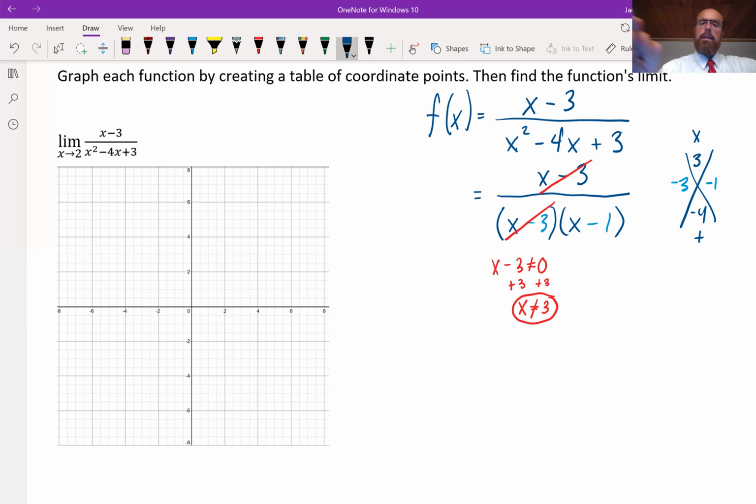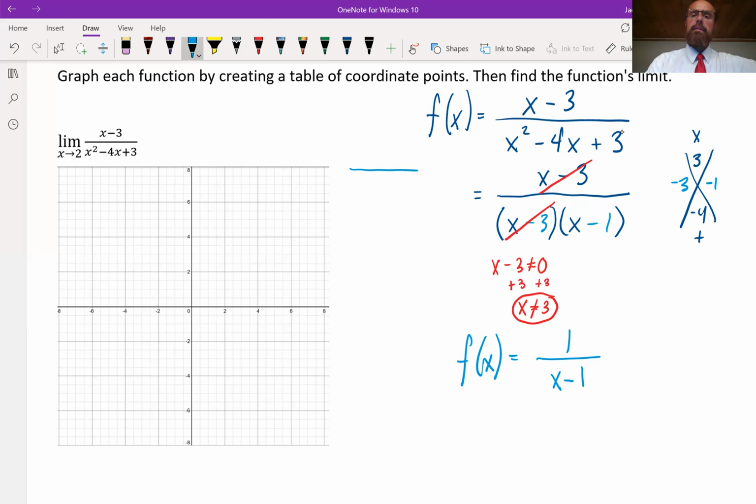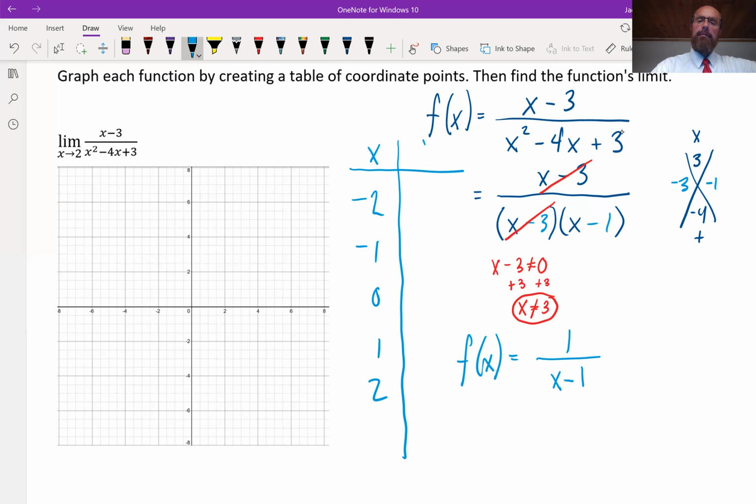So we want to graph what's left. So I'm going to pick up another color to say it's still f of x, but it's been transformed by the cancellation to 1 over x minus 1. So at this point, I think it would behoove us to follow the rules. We're told to create a table of coordinate points, and I think with a rational function like this, that is most illuminating. So I'm going to put our -2 through +2, those traditional 5 values for the domain. And let's calculate f at x using this simplified rule, 1 over x minus 1.